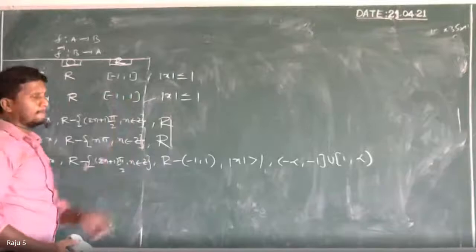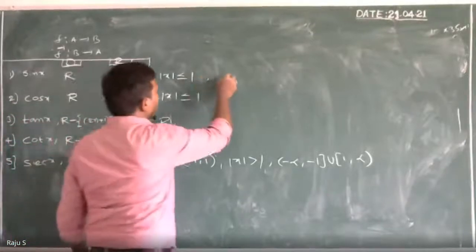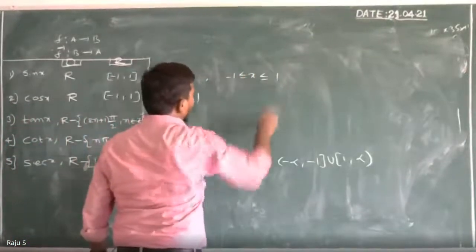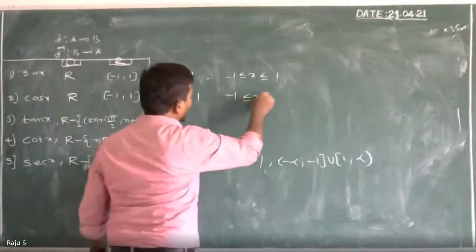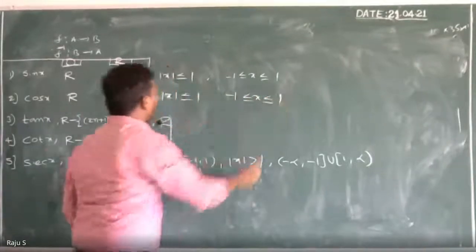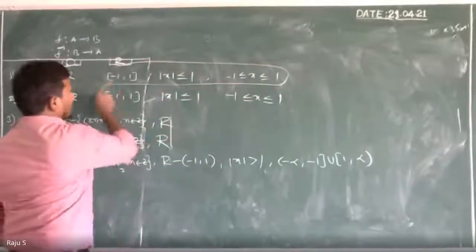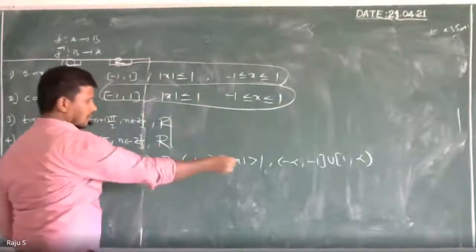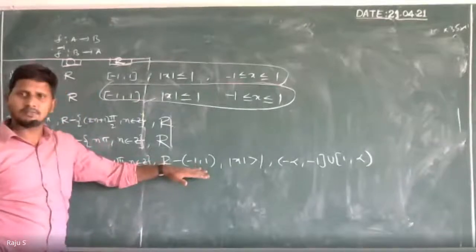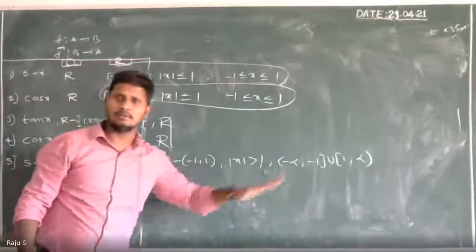In the same sense, you can also write minus 1 less than or equal to x less than or equal to 1. So all three cases are the same. We can represent in these three ways. Here also we can represent in three ways. All will give the same meaning, right?